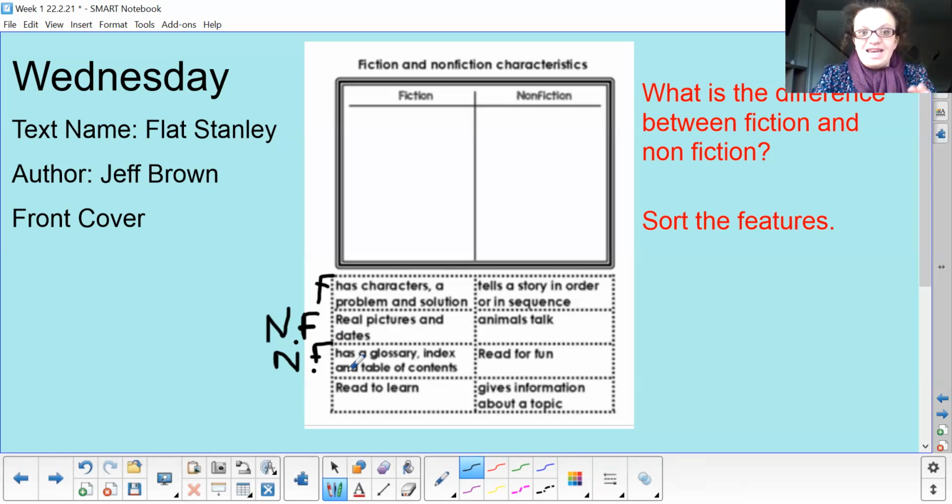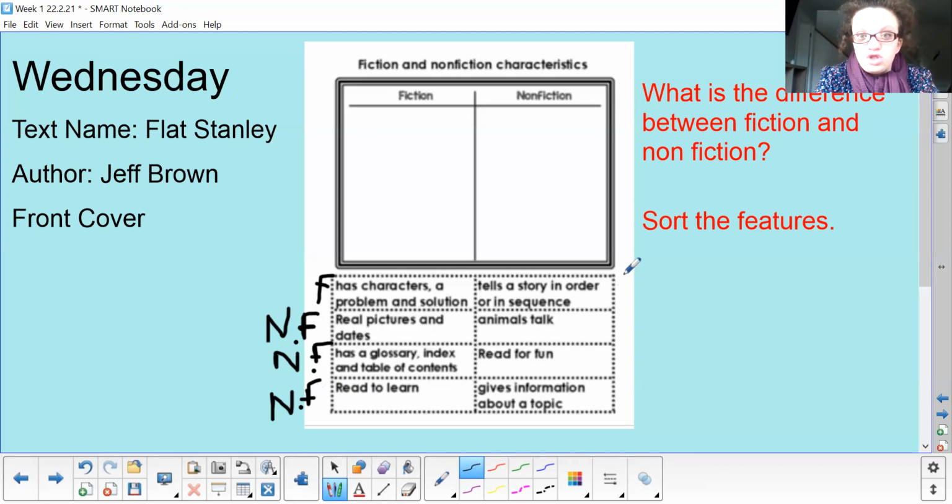And then a glossary will tell you what things mean. Quite often when you read non-fiction text, there's really hard vocabulary, new words you haven't heard before, so a glossary will tell you what they mean. Read to learn, again, is non-fiction because you're getting information, you're getting facts, you're getting things that you would learn. Quite often when we read about a new topic, like in a history lesson or a geography lesson and we're learning new information, we would read a fact file or something like that. And that would be reading to learn.